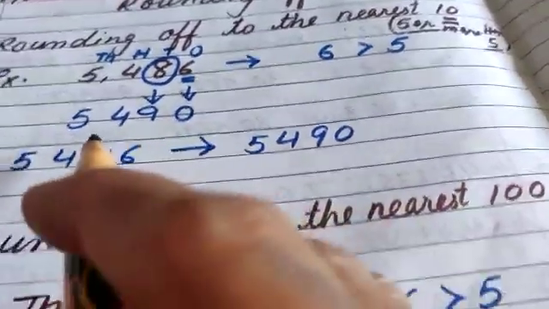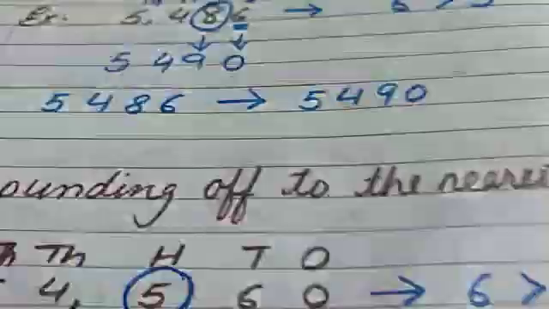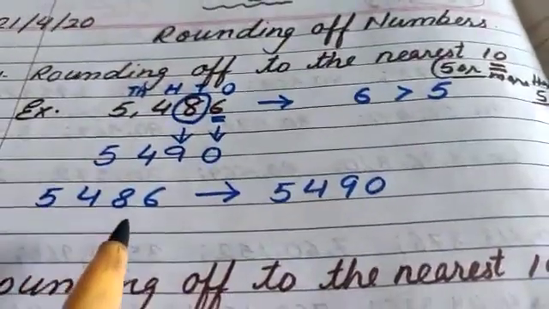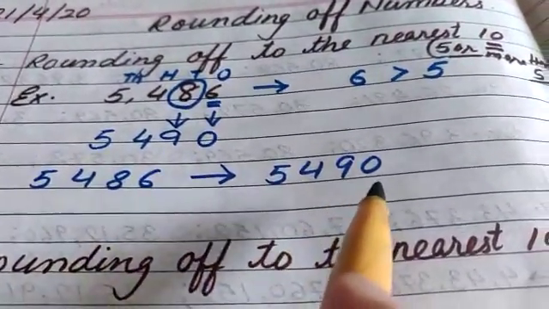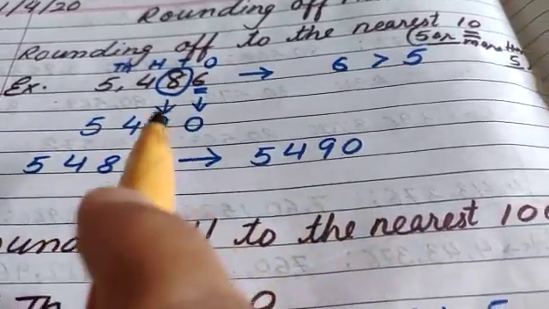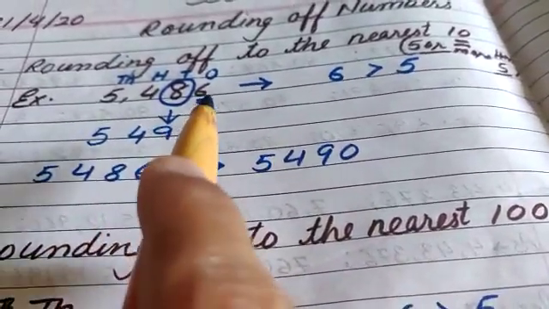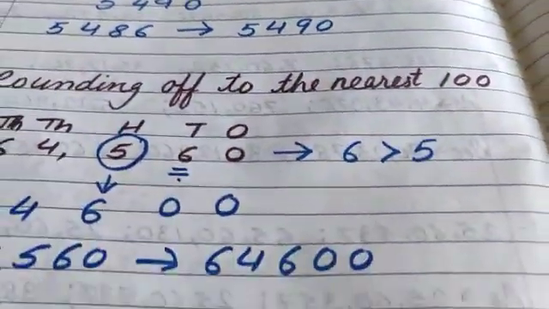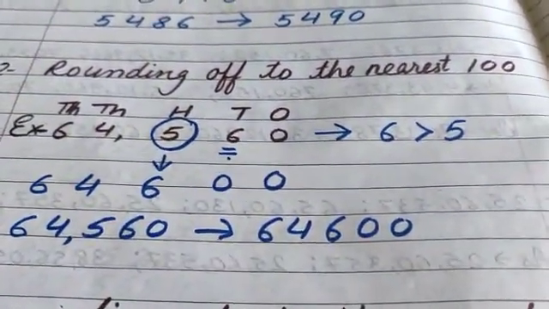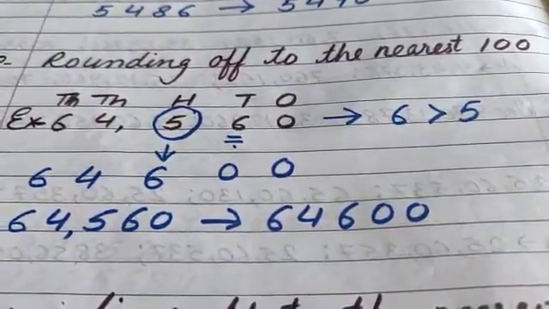Clear? So 5486 rounded off becomes 5490. It will become 9 and the rest of the number will become 0. Clear?